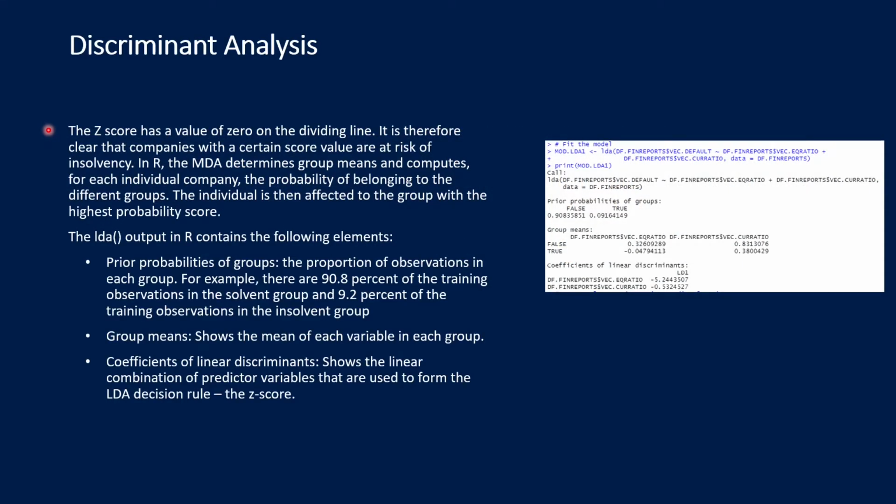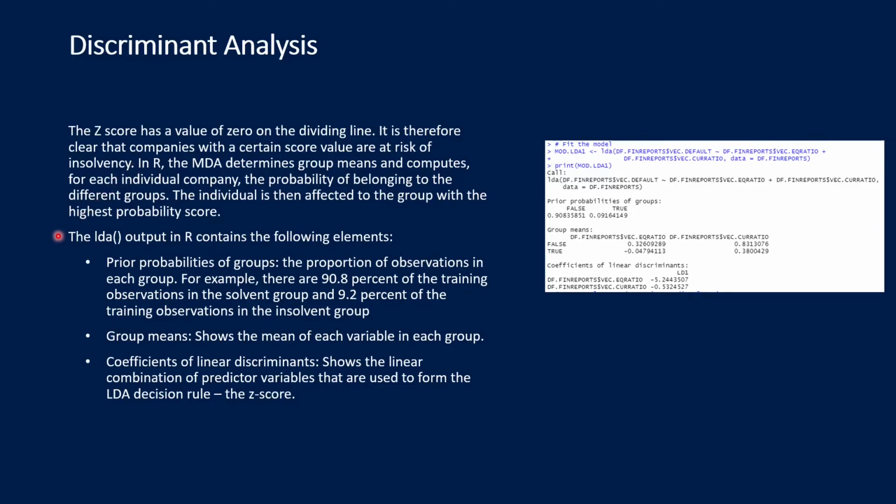So the Z-score has a value of 0 on the dividing line. It is therefore clear that companies with a certain score value are at risk of insolvency. Which value that is depends, of course, on the variables used in the linear discriminant analysis. In R, the MDA determines group means and computes for each individual company the probability of belonging to the different groups. The individual is then assigned to the group with the highest score.